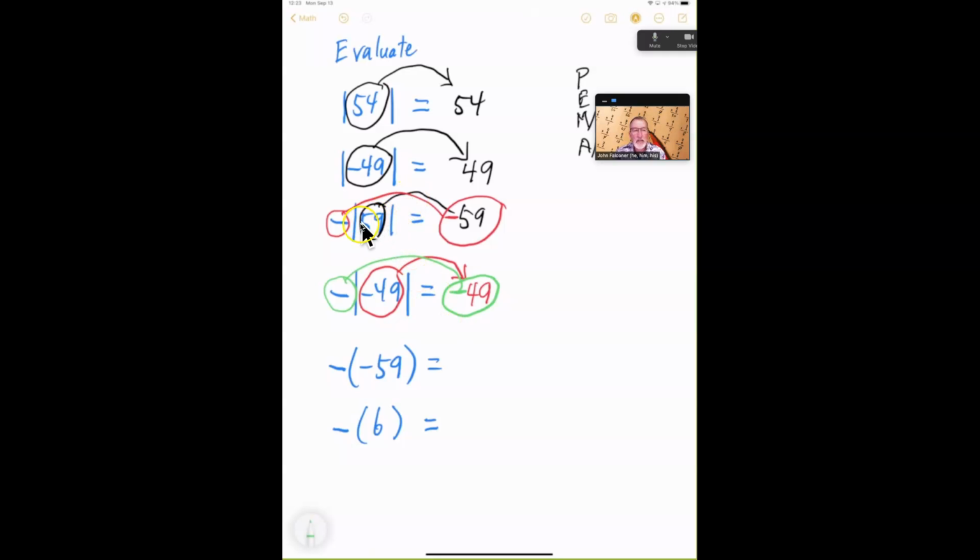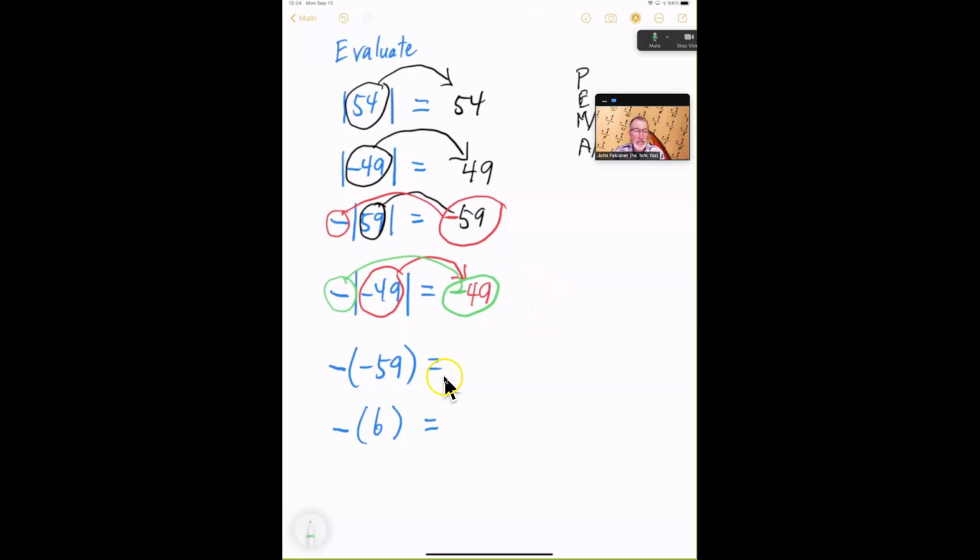Even though we had positive 59 in the absolute value brackets, anything that comes out of those brackets, if it's positive or negative, will be positive. So when it comes out, it's positive. And then the next step in PEMDAS, once those brackets are gone, we were supposed to make whatever came out of these absolute value brackets negative. So both numbers end up being negative, even though one was positive and one was negative to start with.